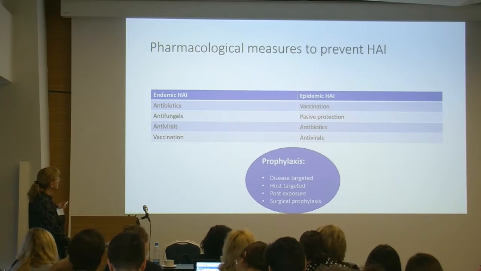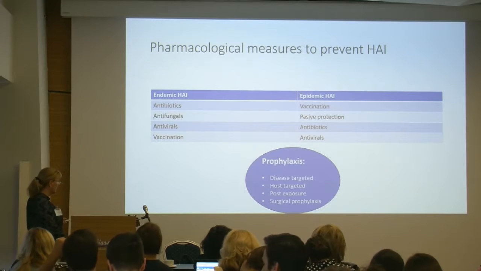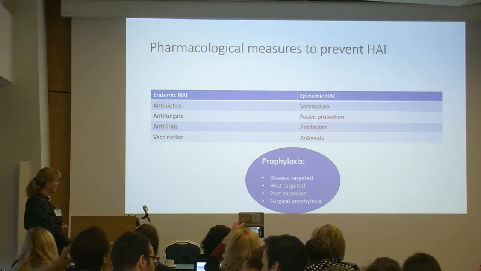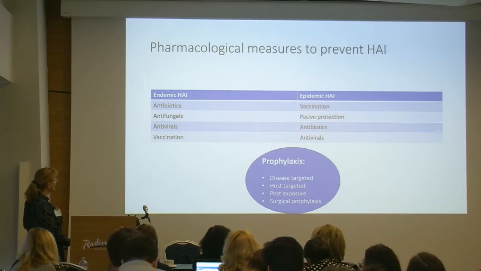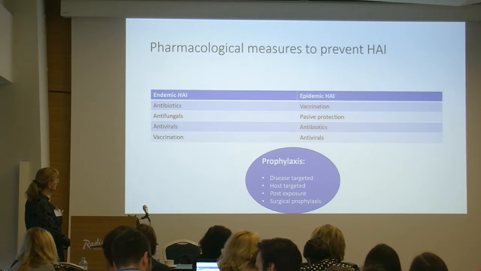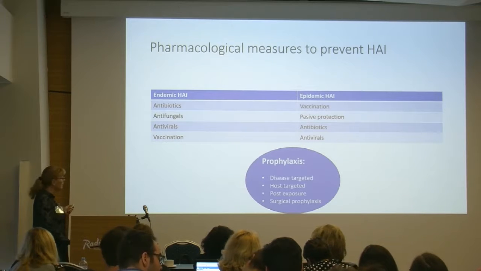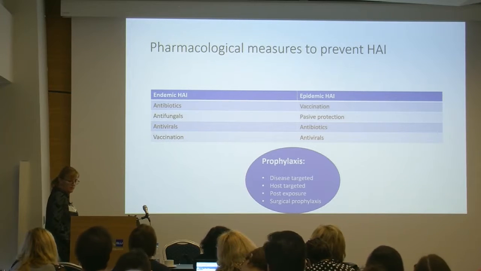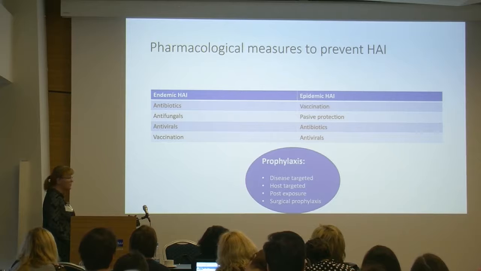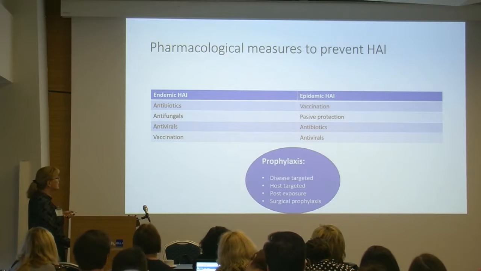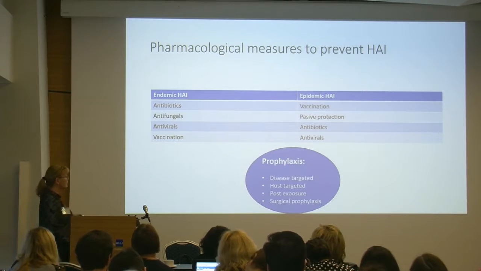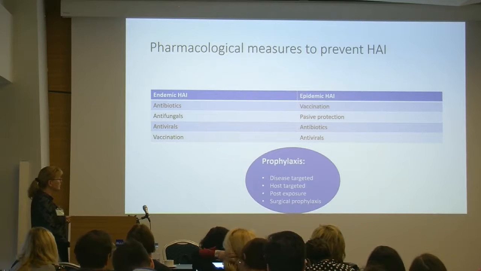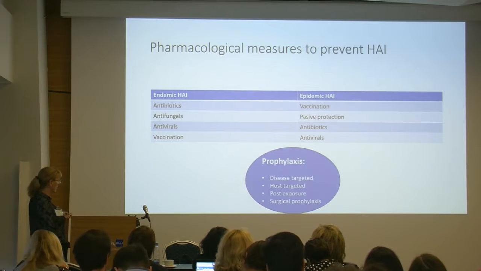What are the prophylaxis measures? We have disease-targeted, host-targeted, post-exposure, surgical prophylaxis. In endemic hospital-acquired infections, we usually use antibiotics, antifungals, antivirals. But we can also use vaccination in this matter. For example, influenza vaccination in winter for patients, or Hep B for healthcare workers. For epidemic healthcare-associated infections, the first measure is vaccination. Then we also have passive protection, antibiotics, and antivirals.